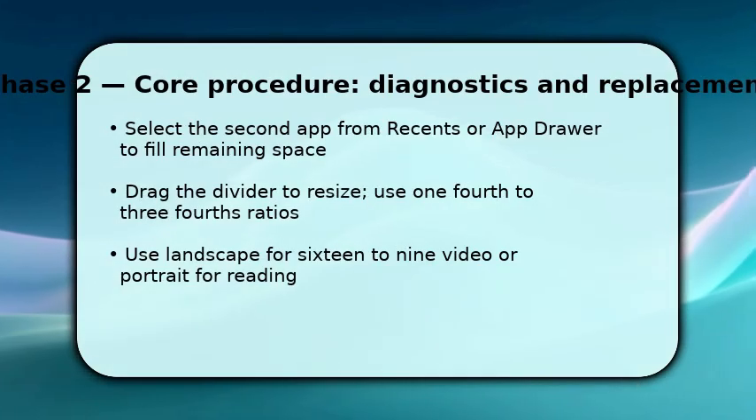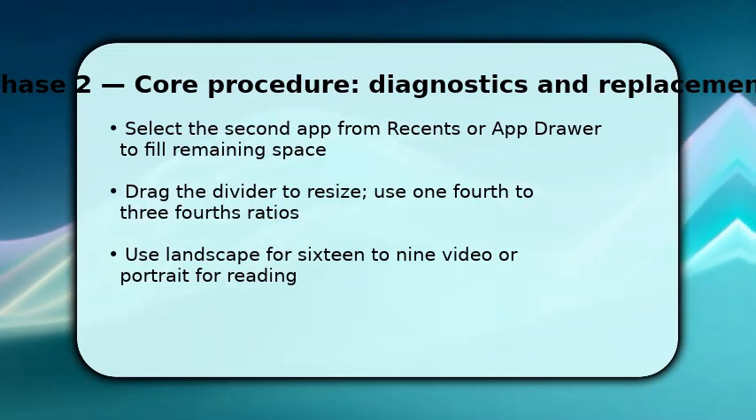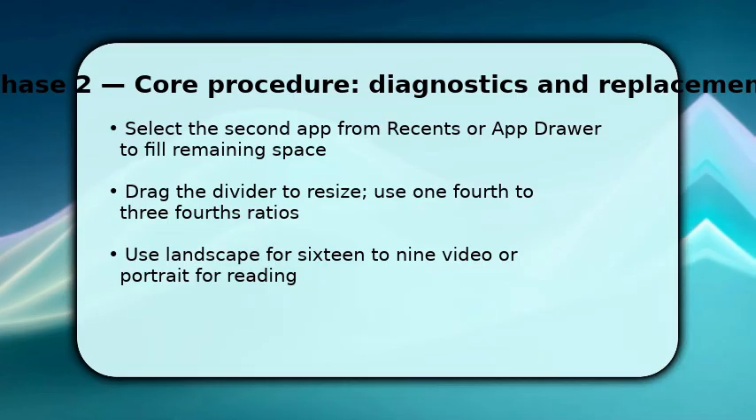Once the first app is pinned, you must place the second one into the other pane. Tap a recent app or open the drawer and select it. This fills the bottom or right side automatically.